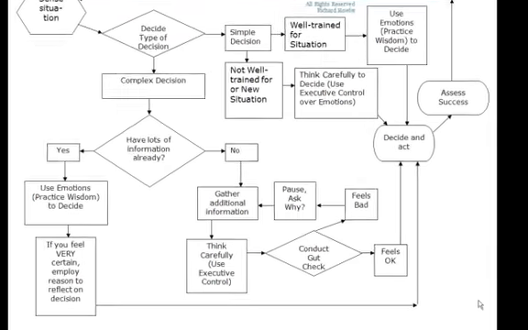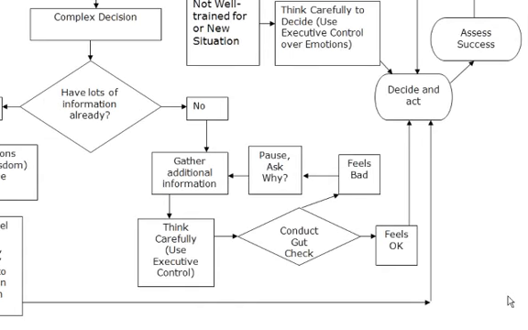Getting back to that diamond in the middle, it may be that you don't feel that you have lots of information already, in which case your next step is to gather additional information. Once that is done, then think carefully, using your executive control, as to what you think you should do. After you do that, after you have a tentative decision in mind, then conduct a gut check.